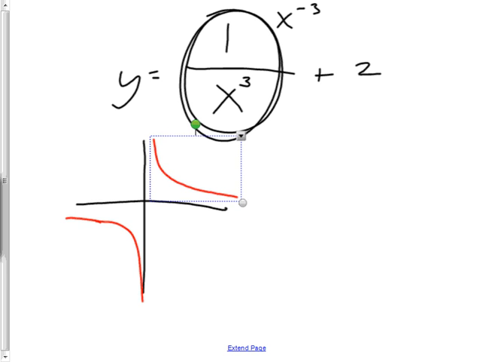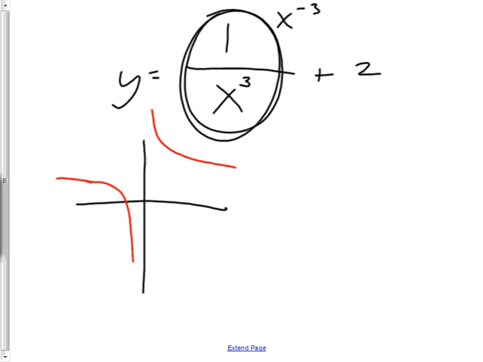Okay, so now these two pieces have to move. And where should they move? +2, what's that mean? Up 2. I take them and move them up 2. Now that means the asymptote moved up 2 also. So there is an asymptote that's running like this, and like that.